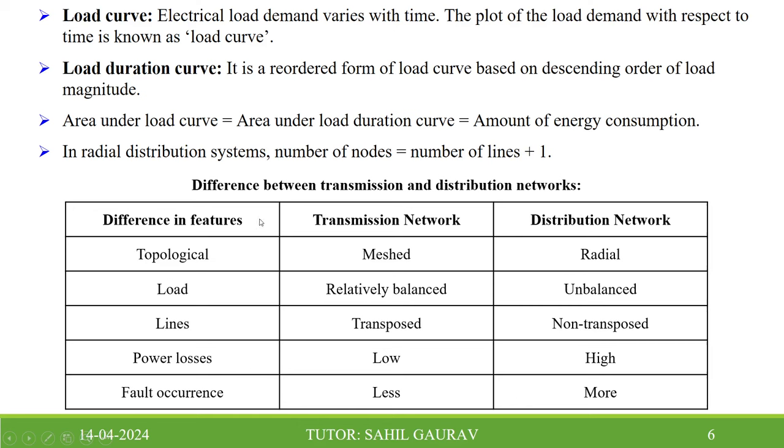The other thing is the difference between transmission and distribution networks, and there are many problems based on this difference. From the topological point of view, transmission networks are meshed while distribution networks are radial. What do you mean by meshed? Meshed means a node in the network can get power from two paths, while in radial, a node can get power from one way only, not from two sources. In the meshed network, they can get power from two or multiple paths, multiple sources.